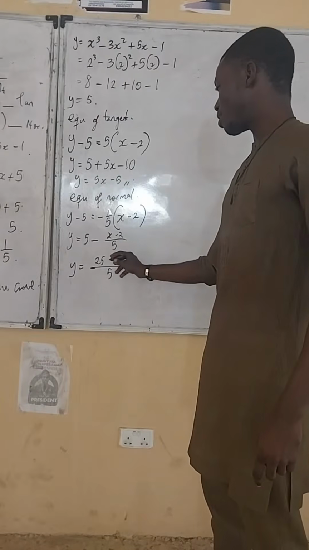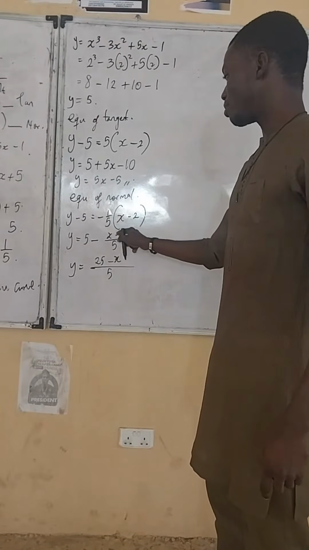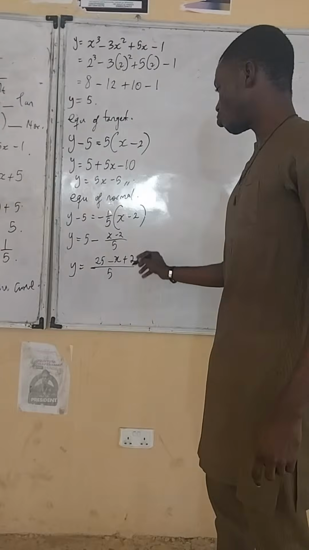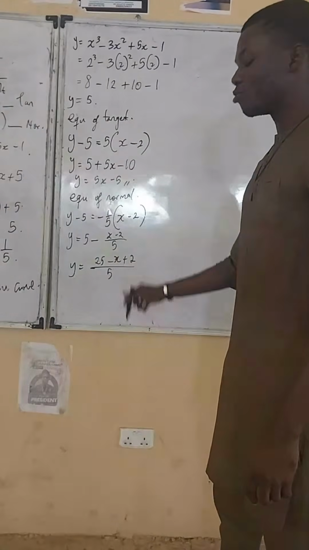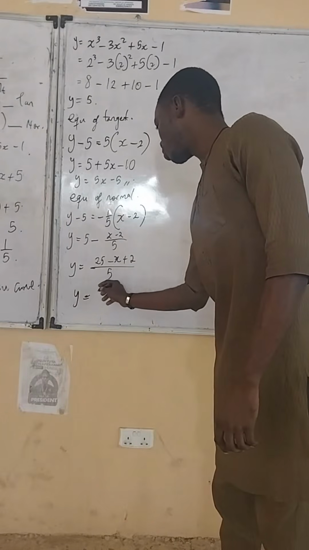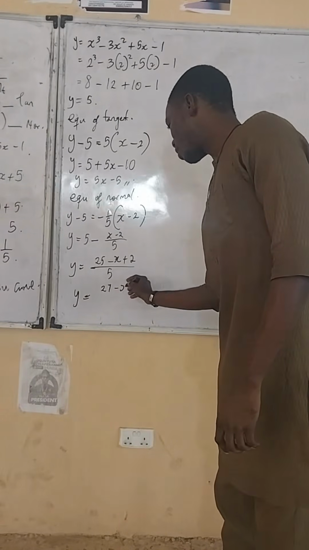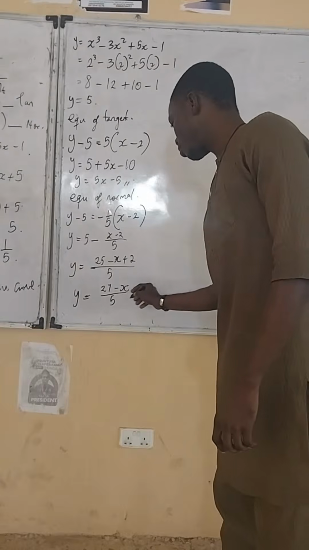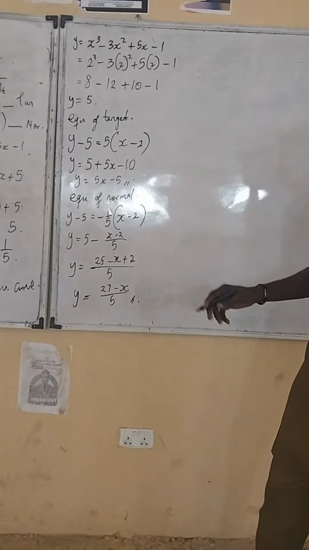So, minus times x, that's minus x. Minus times minus, that's plus 2. 25 plus 2, that's 27. y equals 27 minus x over 5. This is the equation for the normal.